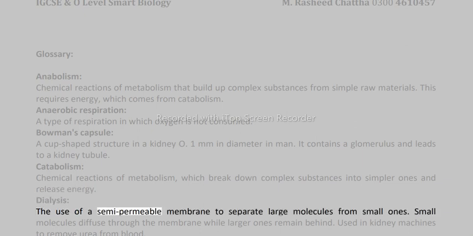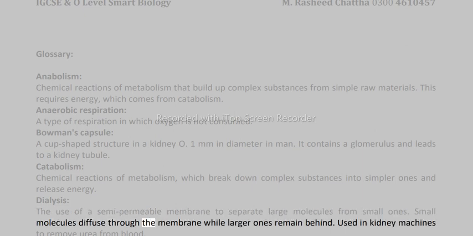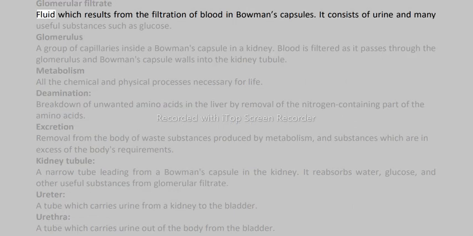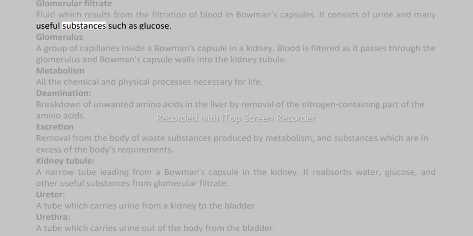Dialysis, the use of a semipermeable membrane to separate large molecules from small ones. Small molecules diffuse through the membrane while larger ones remain behind. Used in kidney machines to remove urea from blood. Glomerular filtrate, fluid which results from the filtration of blood in Bowman's capsules. It consists of urine and many useful substances such as glucose.